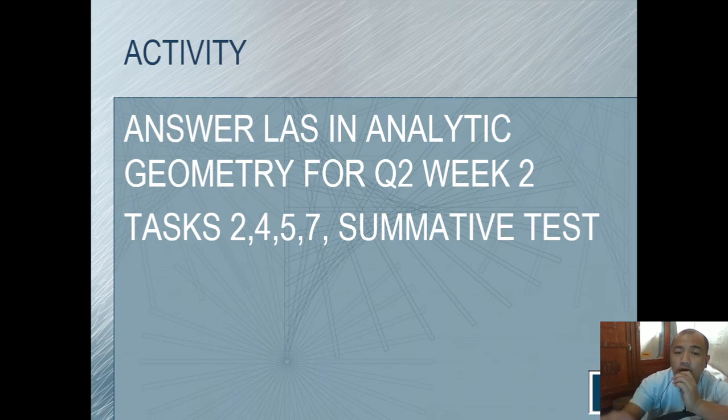So we're now through with our lesson in analytic geometry for quarter 2, week 2. Our next lesson will be slope-intercept form, I should say. That's for week number 3. Slope-intercept form of the equation of a straight line. So for your activity, answer last in analytic geometry for quarter 2, week 2, task 2, 4, 5, 7, and summative test.